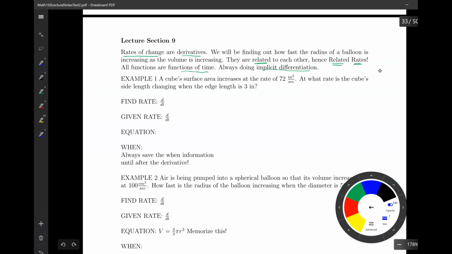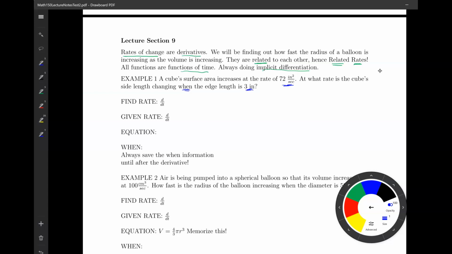All right, here we go. So we're given a cube's surface area is increasing at this rate. And then what rate is the cube's side length changing when the edge is 3 inches? So we've got a picture of something changing in that instant of time that we're stopping it and taking a photograph. We're wanting to know how one rate is changing given how another is changing.